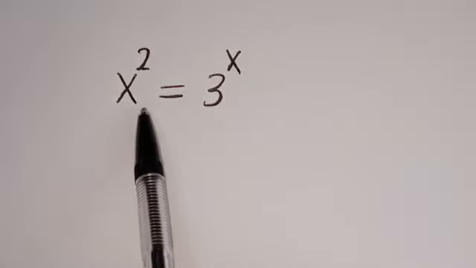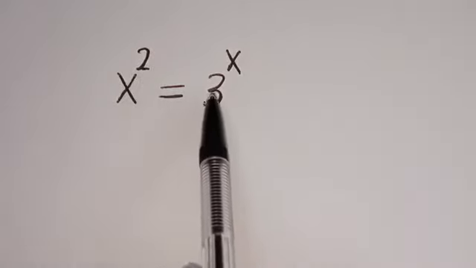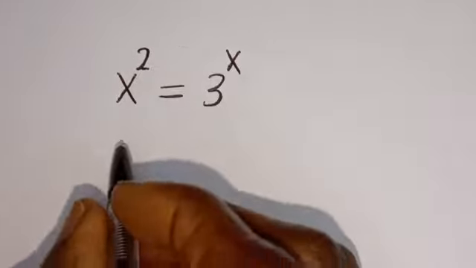Hello, how to solve for x in this equation? x squared is equal to 3 to the power of x. Solution.